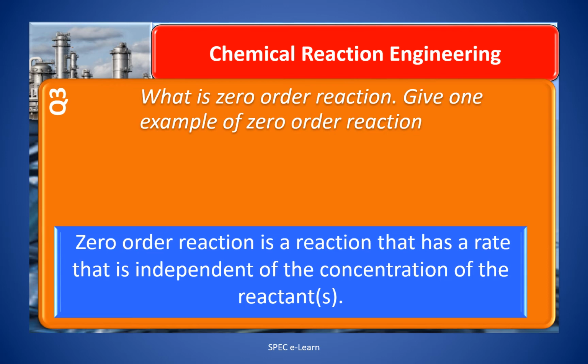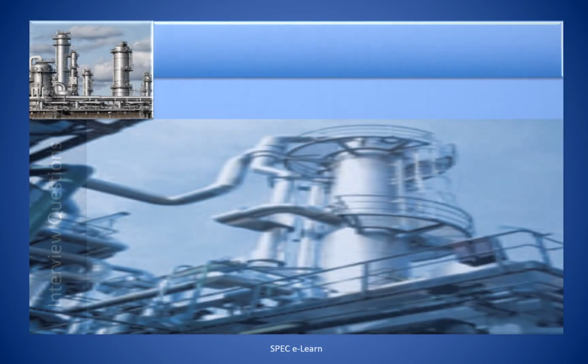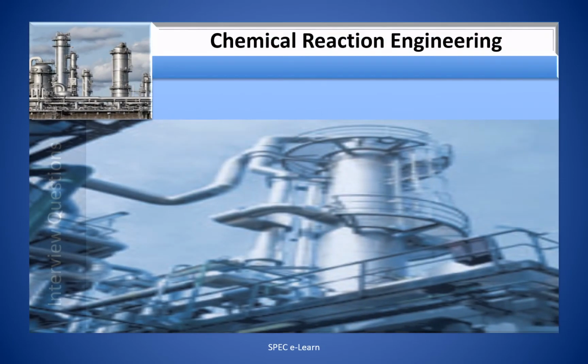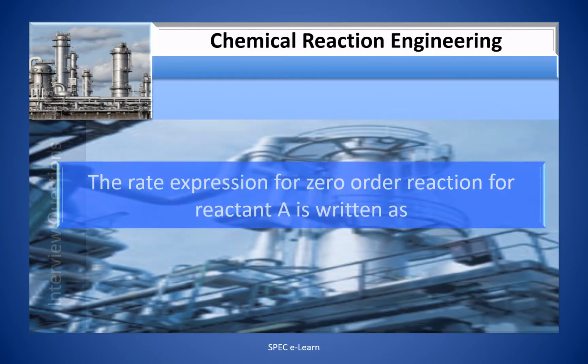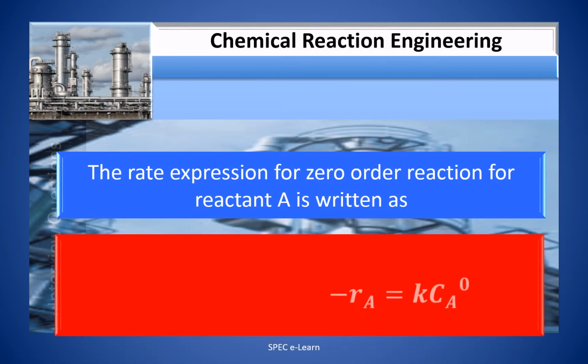A zero order reaction is a reaction that has a rate that is independent of the concentration of the reactants. The rate expression for a zero order reaction for reactant A is written as minus rA equals k times CA to the power naught, which simplifies to minus rA equals k.